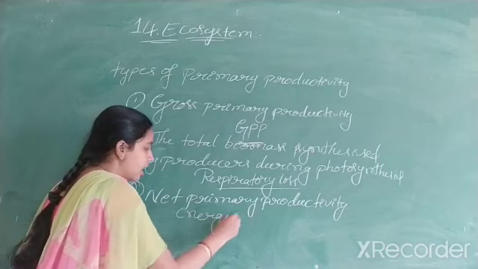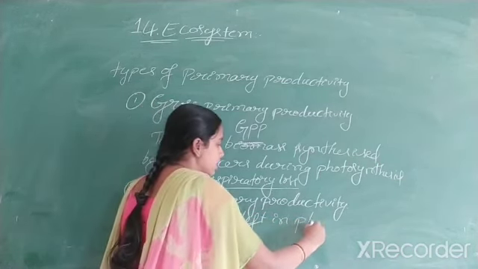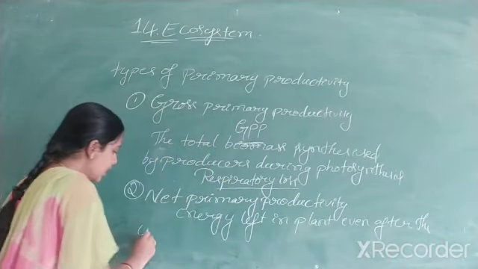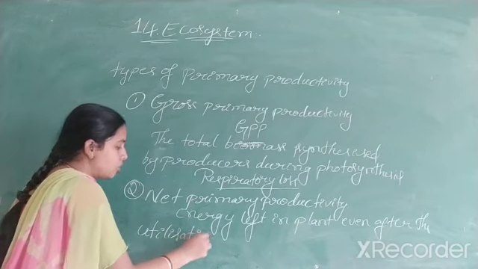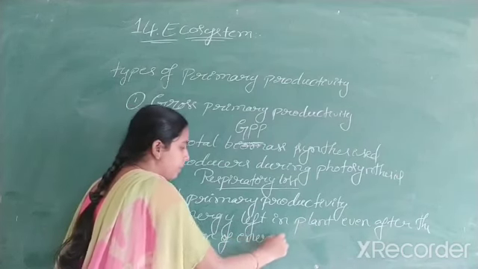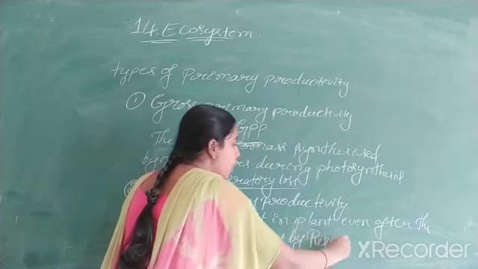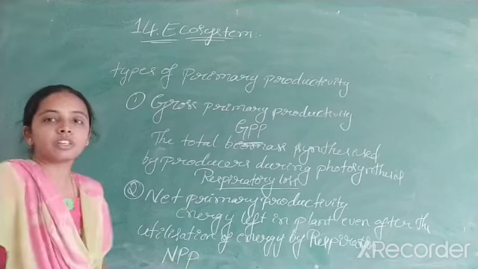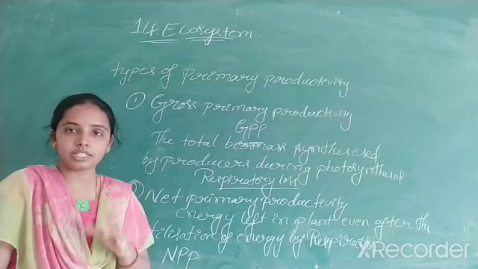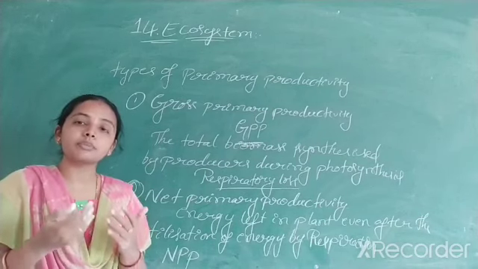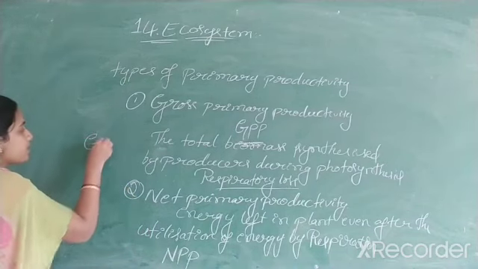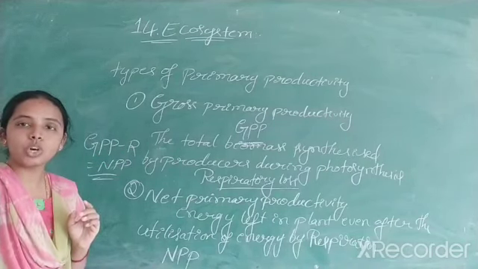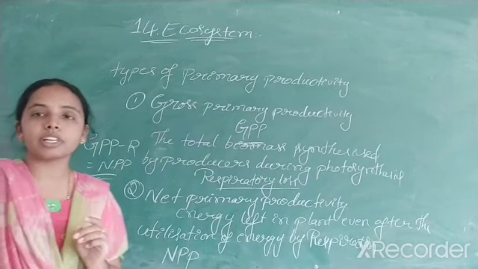Energy left in plants even after the utilization of energy by respiration is called net primary productivity, abbreviated as NPP. So the energy left in the producers, the plants, even after the utilization of energy by respiration. We can write it as GPP minus R equals NPP. So this is about primary productivity.